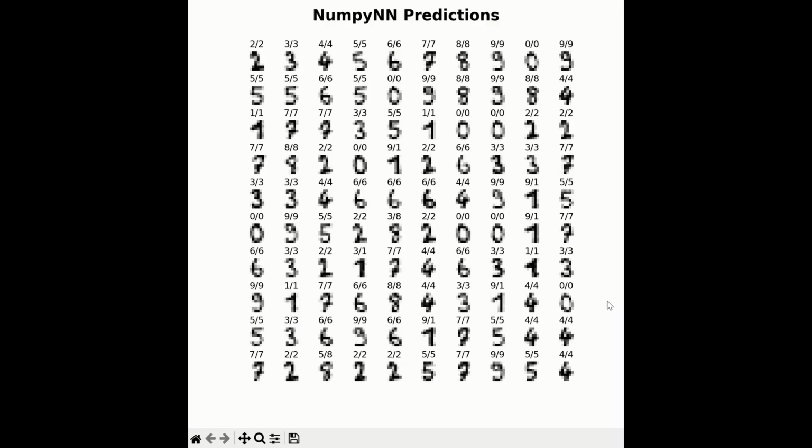And there we go. That's our model's performance on the testing dataset. As you can see here, the first value is the model prediction and the second value is the expected label for each of these digits. And we can see that the model has done pretty well overall.